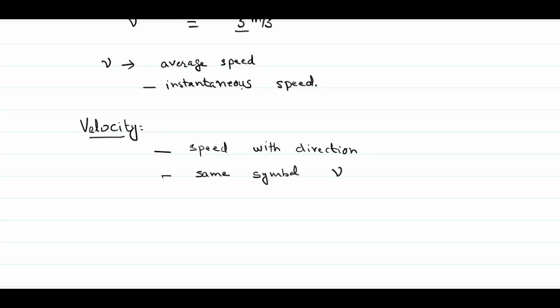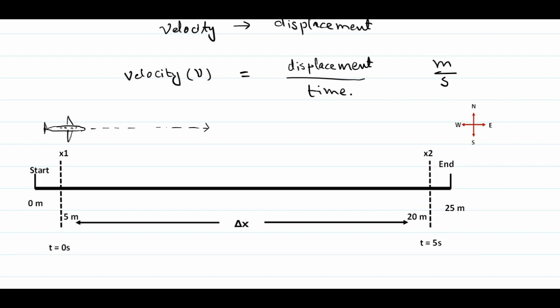Now, we move toward velocity. When an object is moving at a speed in a particular direction, that is called a velocity. Velocity is a vector quantity as direction is involved. In this case, it is also represented with the same symbol nu. The best example is a moving aircraft, where we represent in which direction the aircraft is moving. So, the equations are the same for speed and velocity.